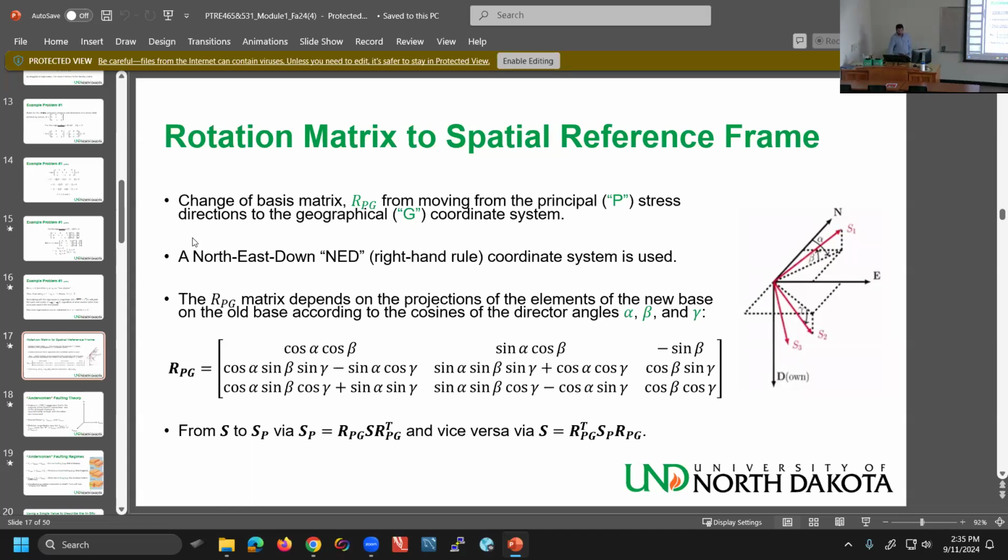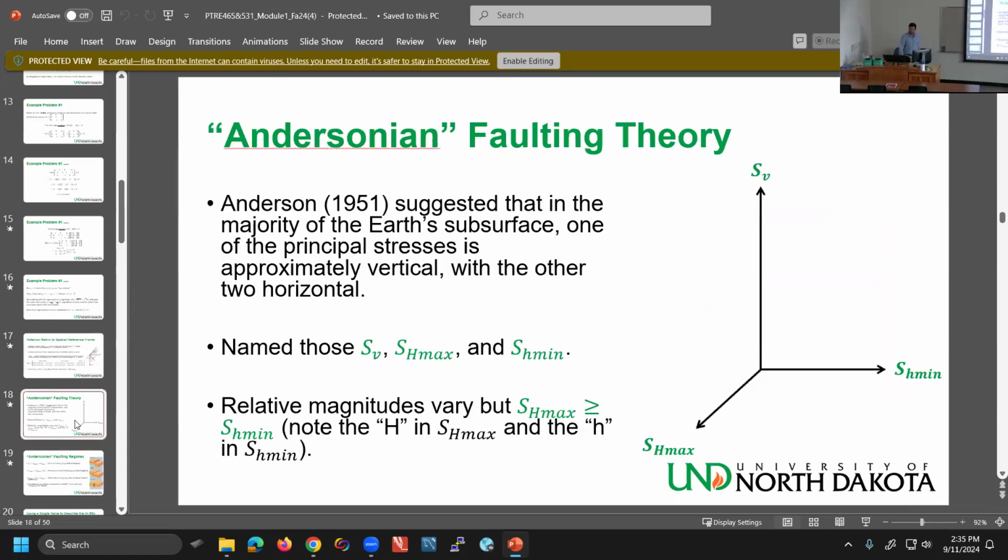And then we started simplifying the process. We basically made an overview of the Andersonian faulting stress regime. We force one of the principal axes to be vertical, which made the other two horizontal. And the other rule that we applied is that SH max is the most compressive of the two horizontal stresses.